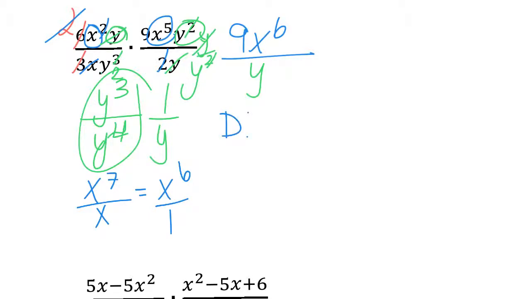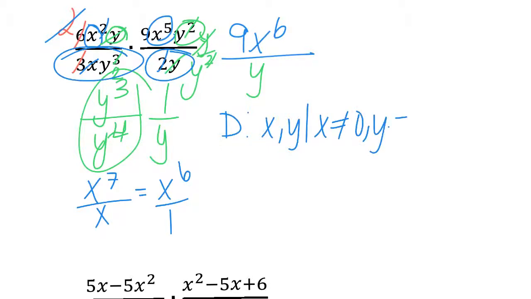Domain-wise, we look at the same thing, our original problem, all of our denominators. We have x's and y's, such that x cannot equal 0, and y also cannot equal 0. And that would be our domain, all the numbers such that these two things have to be true.